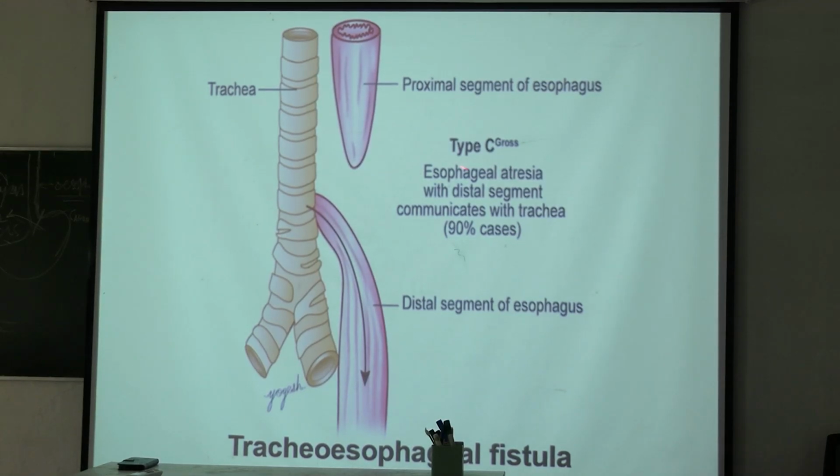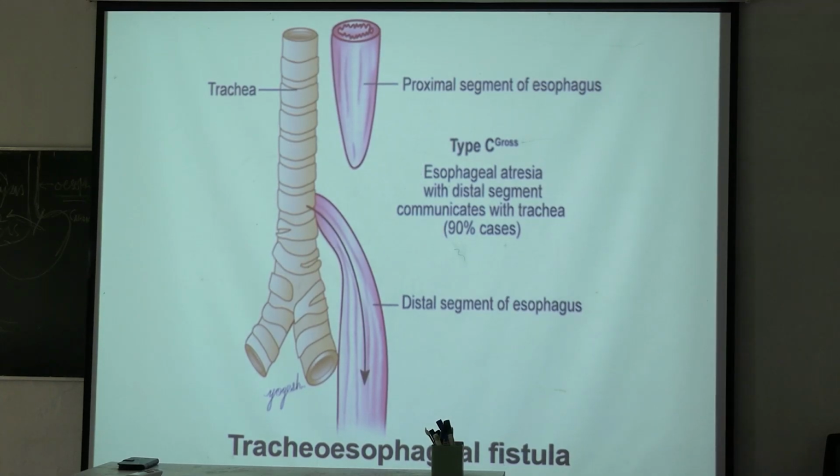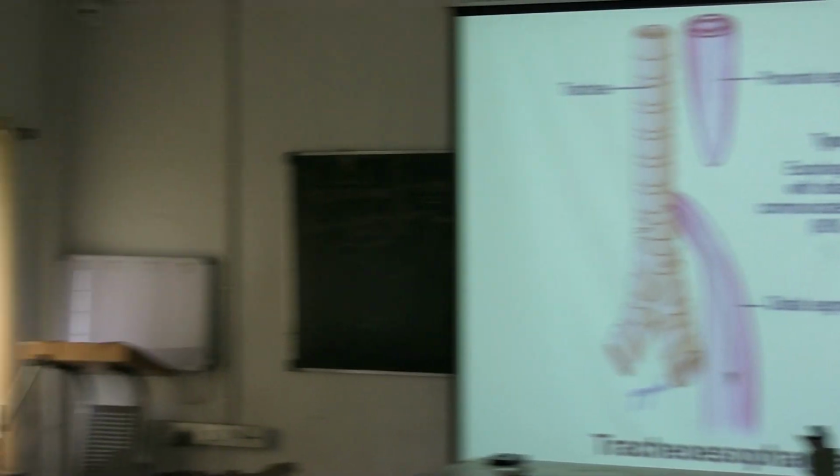Okay. So esophageal atresia with the distal segment communicating with the trachea occurs in 90% of cases. There are different variations. In 90% of cases, this occurs. Okay, the proximal segment is blunted and the distal segment is connected with the trachea. Okay, so you read it from your embryology book, from the development of trachea and esophagus, that part you read for this. Okay, so this is tracheoesophageal fistula.